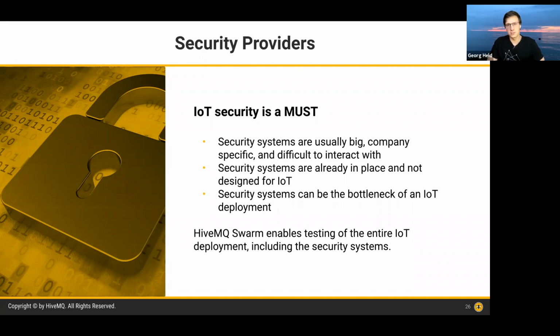But security systems are usually very big. They are company specific and they are difficult to interact with. Security systems are more often already in place, so they are usually not designed with an IoT mind in focus. They are usually defined with a people security mind in focus, and so you have to interact with already existing security systems. And security systems can very often be the bottleneck of a deployment. They need to do a lot of processing and have a lot of complicated intrinsic logic, for example, encryption. And this is something that needs to be tested.